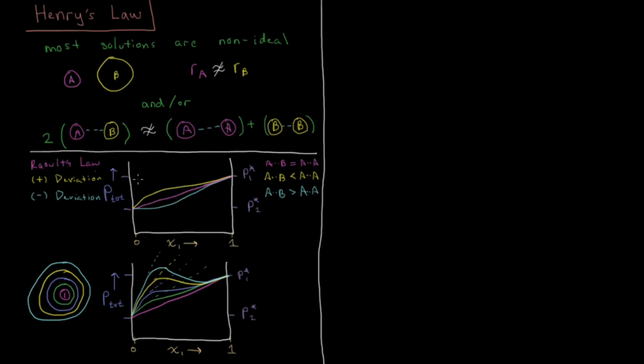If you have a positive deviation, that means that the interaction between components is not as strong as the interaction within them. And if you have negative deviation, it means that the interaction between components is stronger than the interactions that are within them. And that just acts to either lower or increase the vapor pressure, depending on how these interactions make it stronger or easier for a molecule to leave the surface and become vapor.